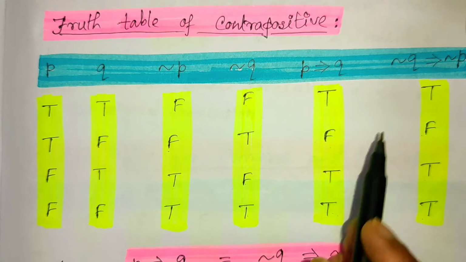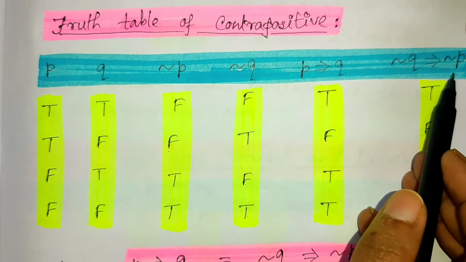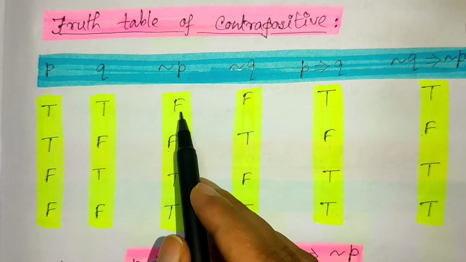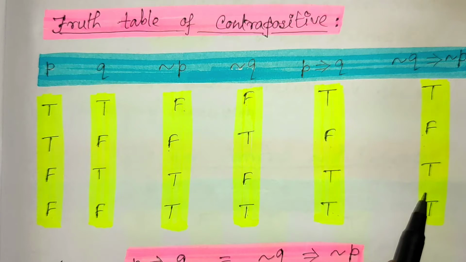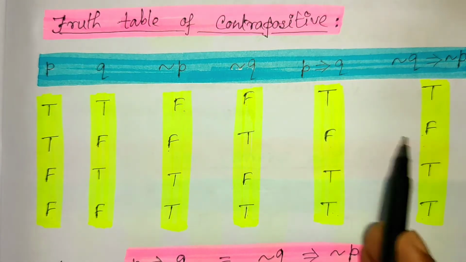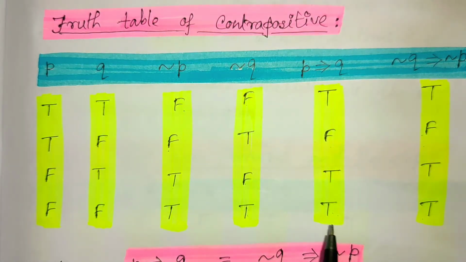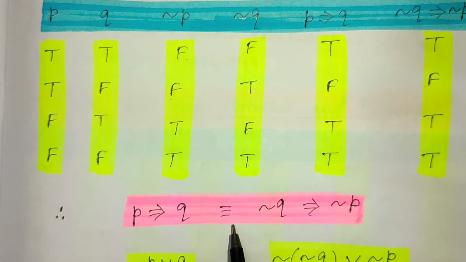Now, we should find out what the truth table is for not Q implies not P. So, that not Q is this one and not P is this one, and its implication means false, false, it is true. True, false, it is false, then false, true, it is true, and true, true, it is true. So, here you should emphasize these two outcomes. P implies Q and not Q implies not P. Just look, both the truth values are the same. So, what can we conclude from here? That P implies Q is equivalent to not Q implies not P.